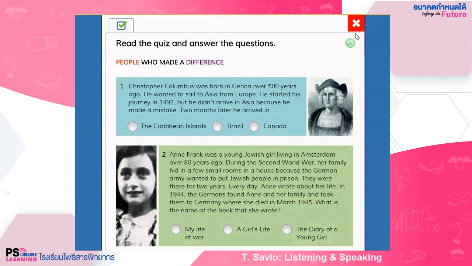For number 1, the reading was about Christopher Columbus. Christopher Columbus was born in Genoa over 500 years ago. He wanted to sail to Asia from Europe. He started his journey in 1492, but he didn't arrive in Asia because he made a mistake. 2 months later, he arrived in the Caribbean islands.